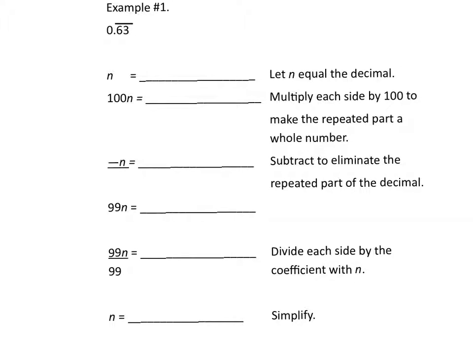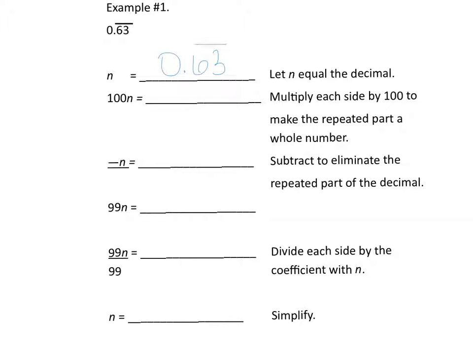So the first thing that we have to do is fill in what n is going to equal. And to the right, I've written out the steps: n is going to equal 0.63 repeated. Pretty straightforward, right? The problem was to convert 0.63 repeated into a fraction, so n is going to be 0.63 repeated. Our next step is to multiply each side by 100. The reason we're going to multiply by 100 is because the 6 and the 3 are repeating, so our goal is to get the 6 and the 3 as a whole number.